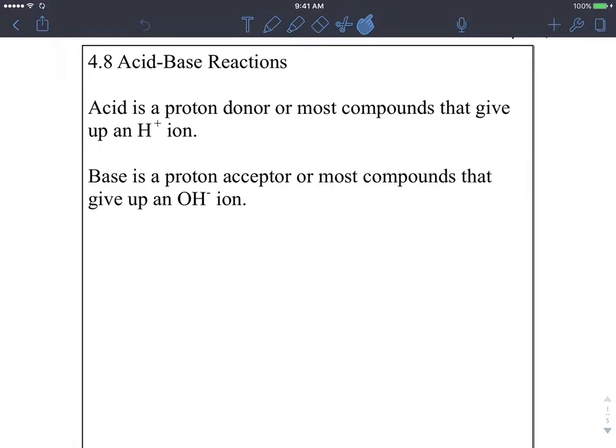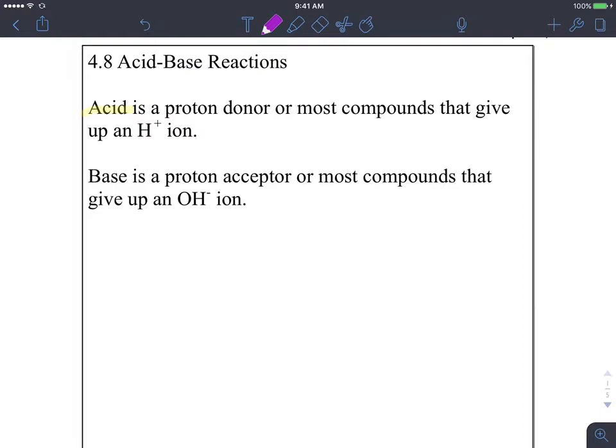So in order to understand how acid-base reactions actually work, you need to understand the basic definition of them. First, an acid is a proton donor, or most compounds that give up an H plus ion. Now, there are other definitions of acids other than this, but this is the most basic and the most widely used one. As you come across other definitions, they really all mean the same as this definition here.